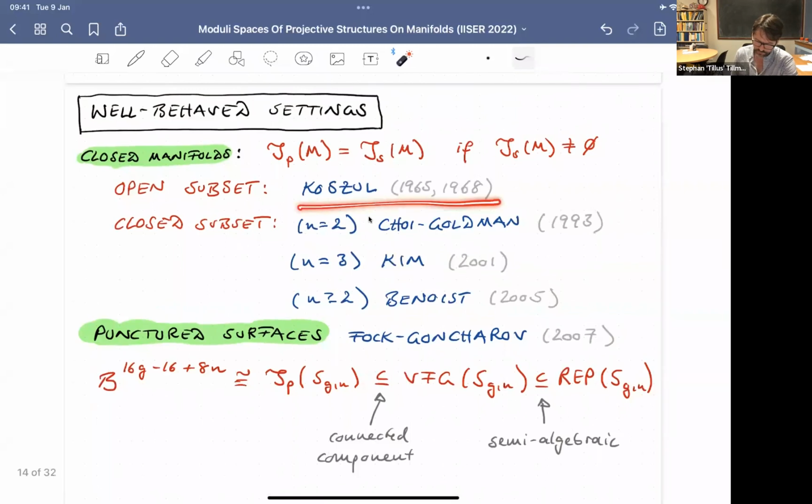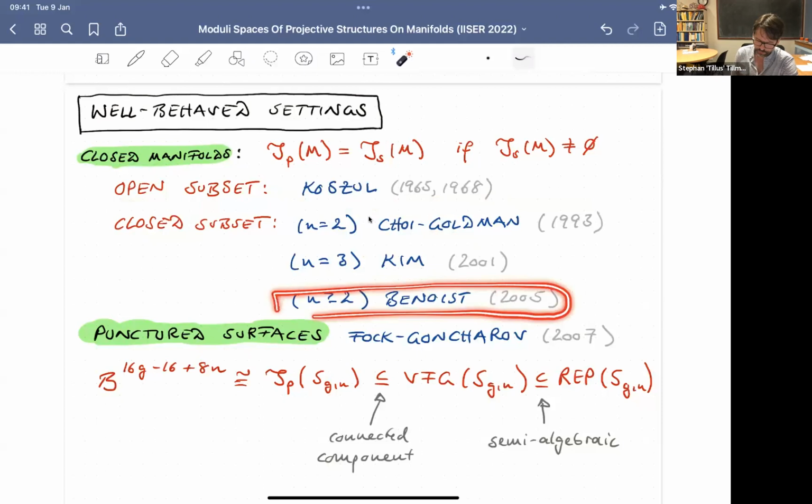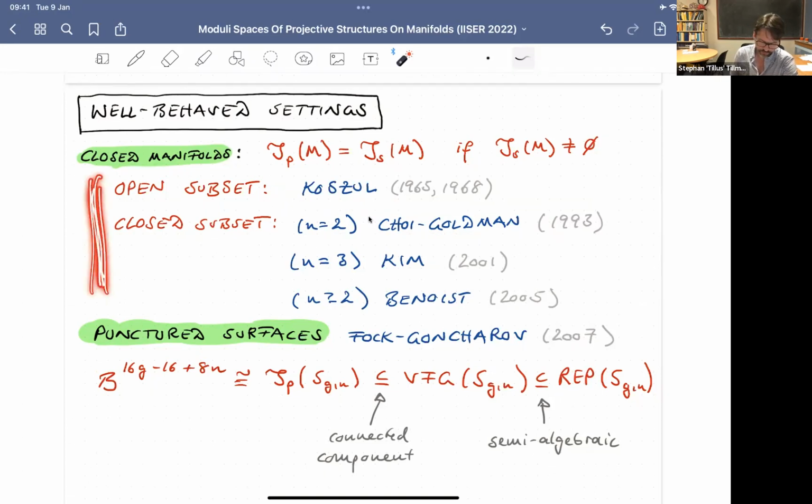Koszul, in the 60s, showed it's an open subset. And that it's also a closed subset was shown by Choi and Goldman for surfaces, then by Kim for 3 manifolds, and a general proof in all dimensions was given by Benoist in 2005. Okay, so this is closed manifolds. Closed manifolds behave well. And what I want to give you later in this talk is maybe a sketch proof of how one can streamline some of Benoist's arguments. Okay, and then another thing, for instance, punctured surfaces.